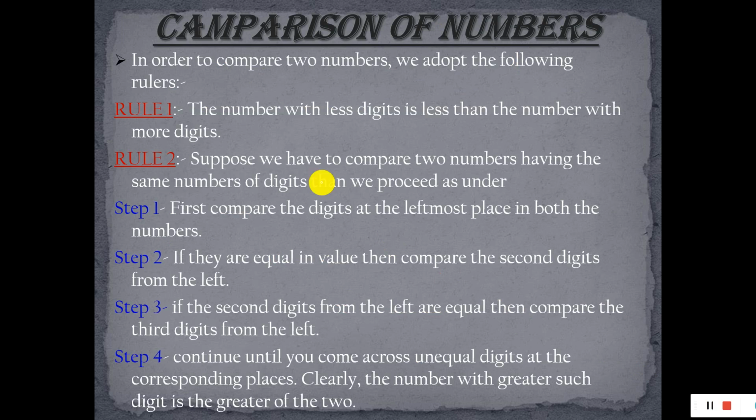Now come to the next point. Next point is comparison of numbers. When there are given 2 or 3 numbers, you try to compare which number is greater and which number is smaller. So there are some rules. When you know about the rules, then you can easily find the smaller or bigger number.